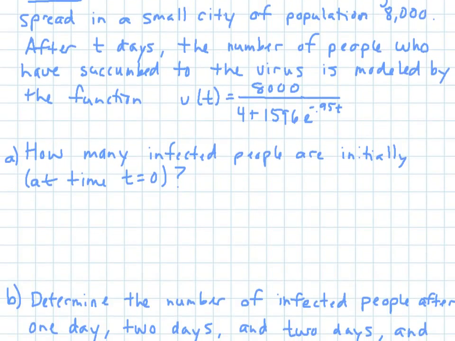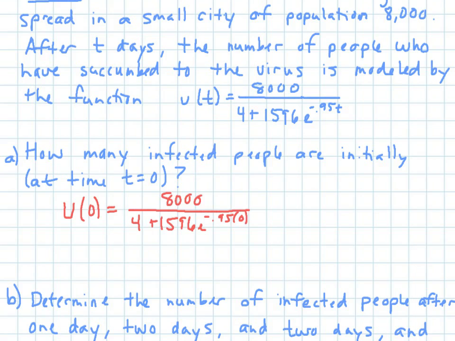Here they want us to figure out how many infected people there are initially. Sorry for my English. So that means that at time t is equal to 0, I'm going to plug in 0 for t. So plugging in the 0 in the exponent there, 0.95 times 0 will be 0. E to the 0 will be 1.